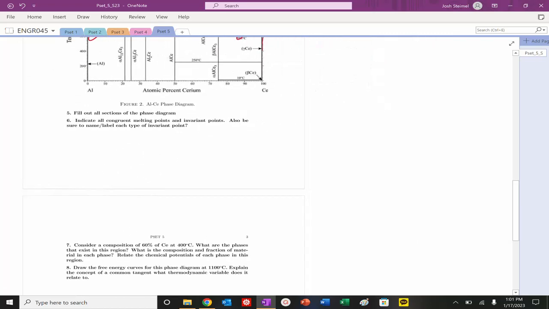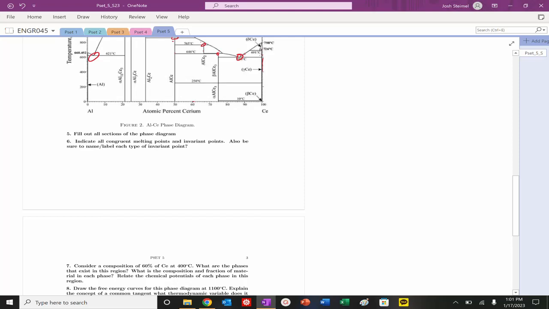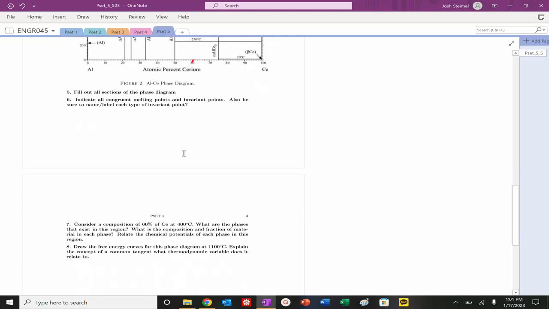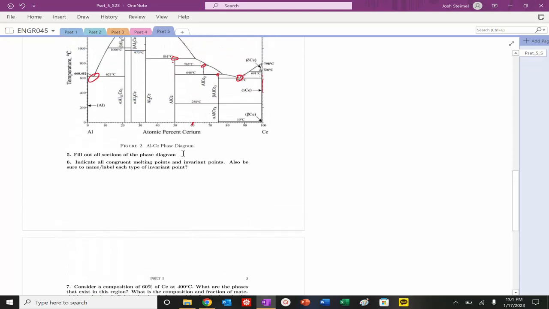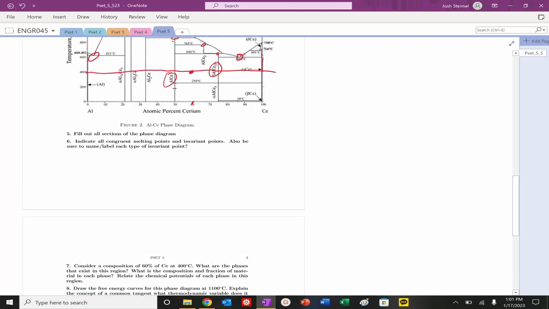What else are we being asked to do? So now we need to look at 60% Ce. So right here, we need to look at 400 C, which is right here. So again, we're in a 2-phase region of this and this. What's happening here? What's the composition? Composition of this is basically 0.5. Composition of this phase is, let's see, 1, 2, 3, 4, let's say 0.76. And then that's my initial composition here.